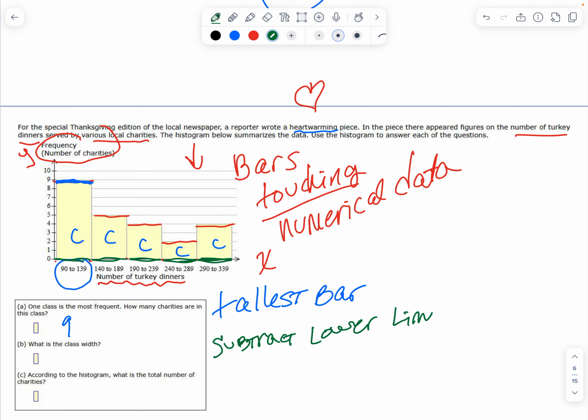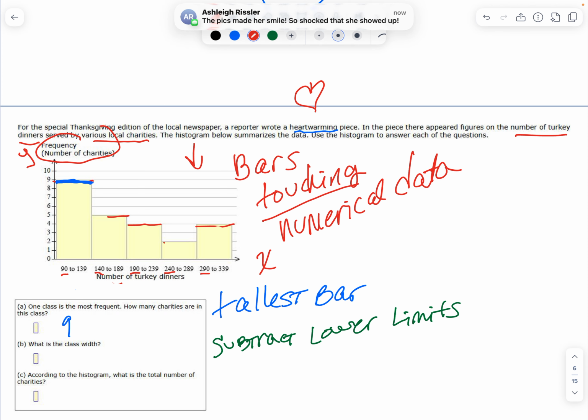So what are lower limits? Lower limits are on your bins. I'm going to underline them. Between 90 and 139, 90 would be your lower limit. 140 to 189, 140 would be your lower limit. 190 to 239, what's the lower number? That's 190, your lower limit. And as you can guess, 240 would be your lower limit in that interval, and 290 would be your lower limit in that interval. So we could just start subtracting lower limits.